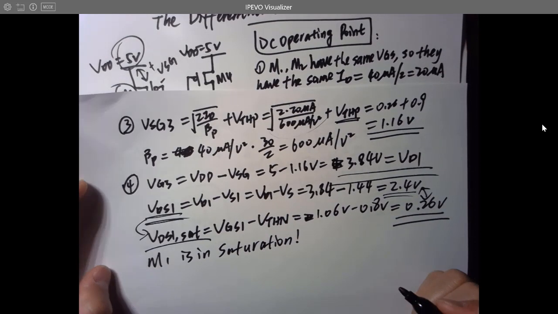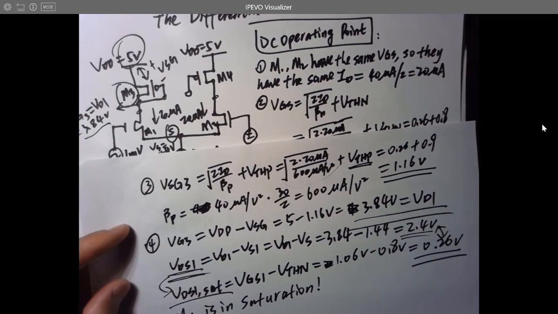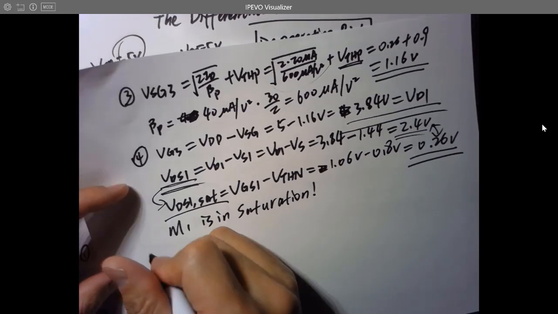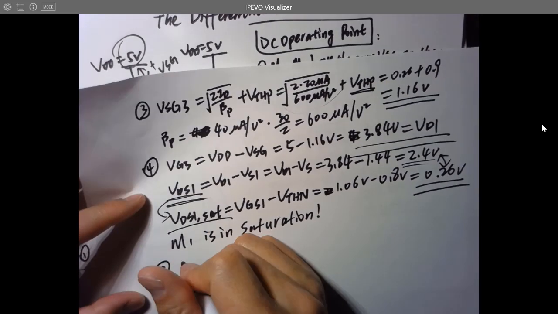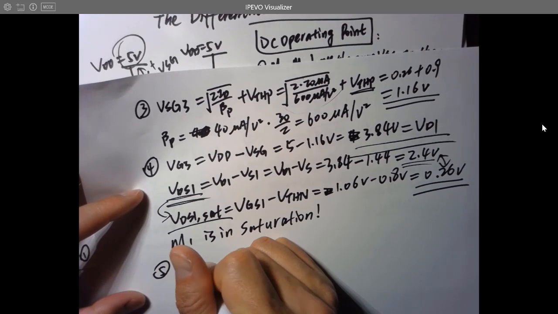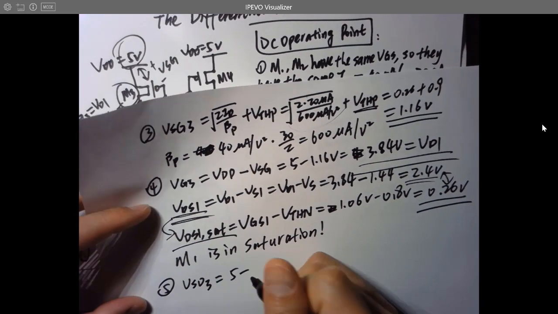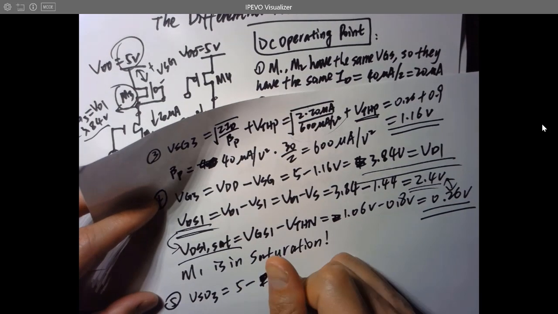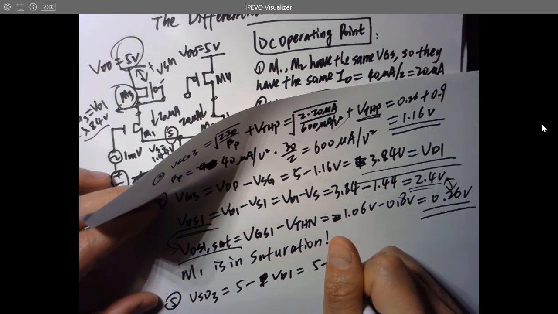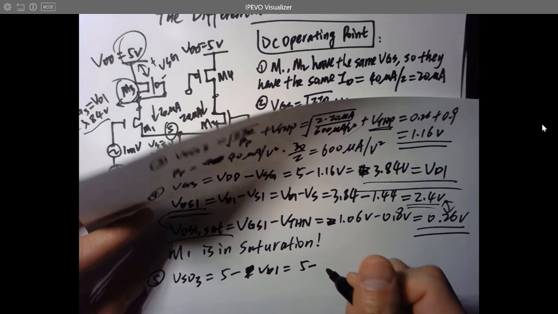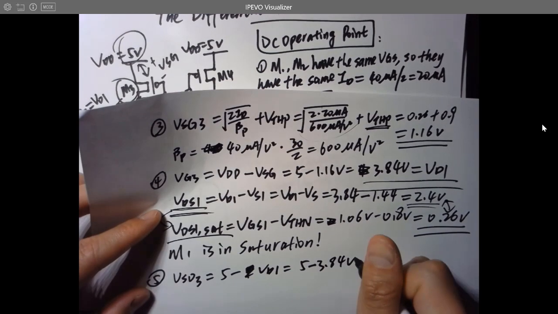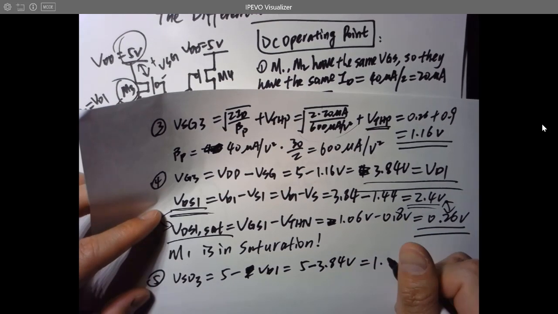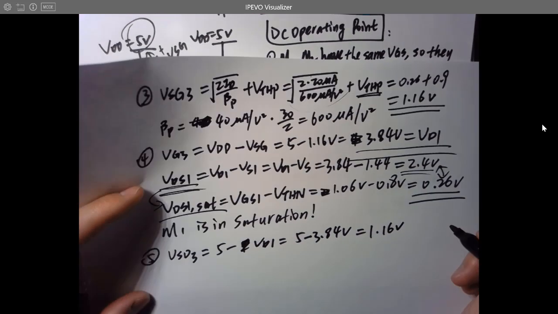Okay. So what about M3? VSD3 equals 5 volts minus VD1, which is 5 minus 3.84 volts, which is 1.16 volts.